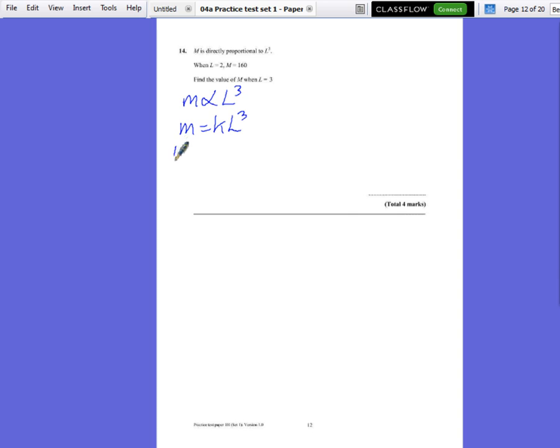We can substitute our values in, so we get 160 is equal to K times 2 cubed. So we put 160 in for M and 2 for L. 2 cubed is 8, so if we do 160 divided by 8, we get that K is 20. That means we could put that into this formula here, so we get M equals 20 L cubed is our formula.